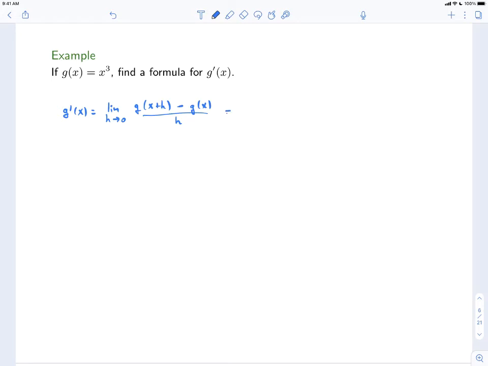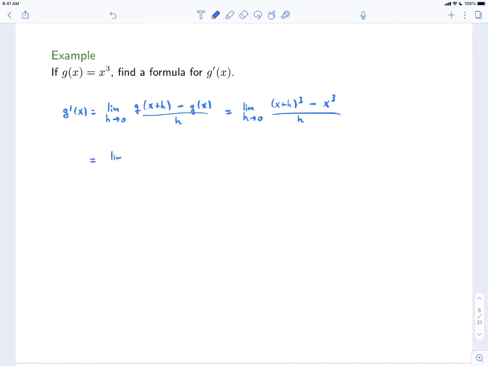And this is equal to the limit as h goes to 0 of, well, g of x plus h. g is the cube function, so whatever the input is, the output is that cubed. So you take the input and cube it. So this will be x plus h quantity cubed minus x cubed, divided by h. As usual, if you simply substitute in h equals 0, you end up with 0 over 0. So we have to simplify the numerator, and that means expanding that cube.